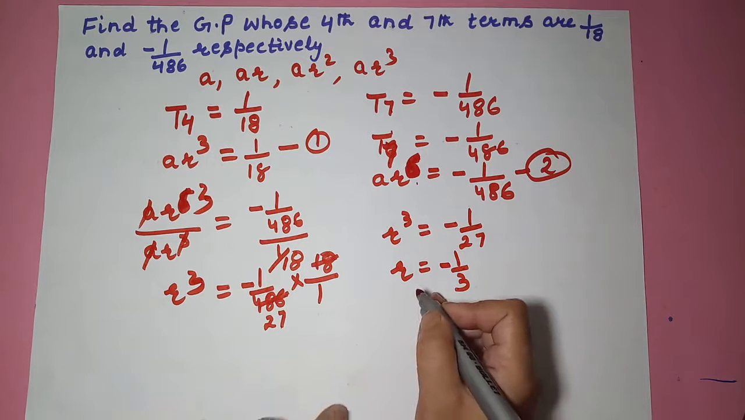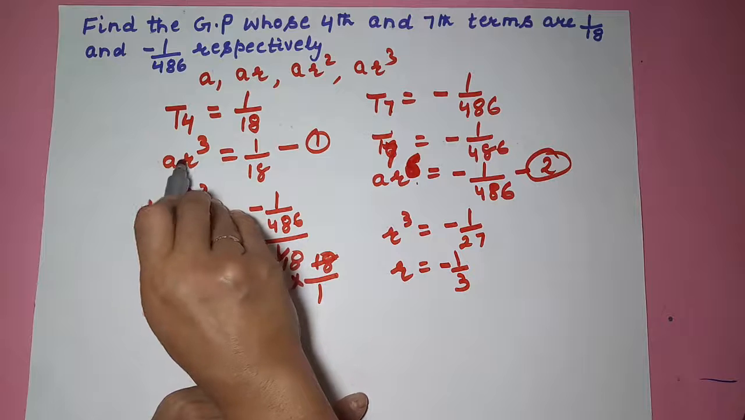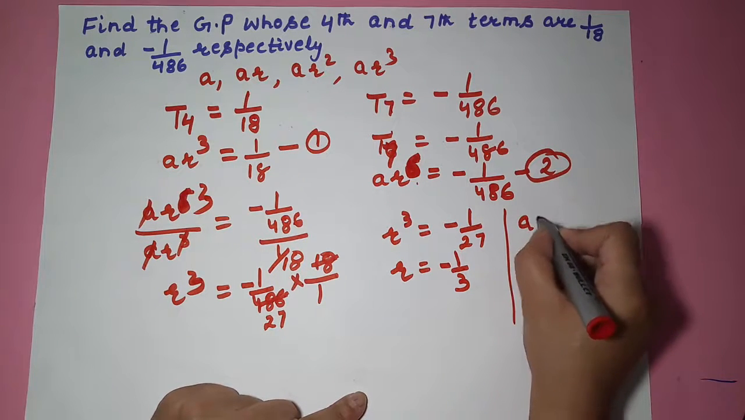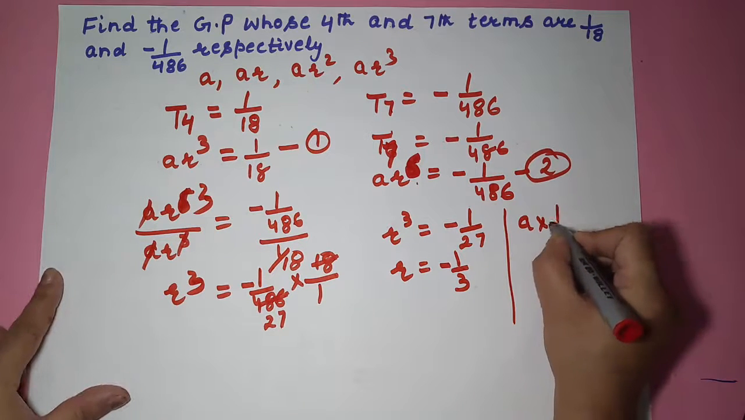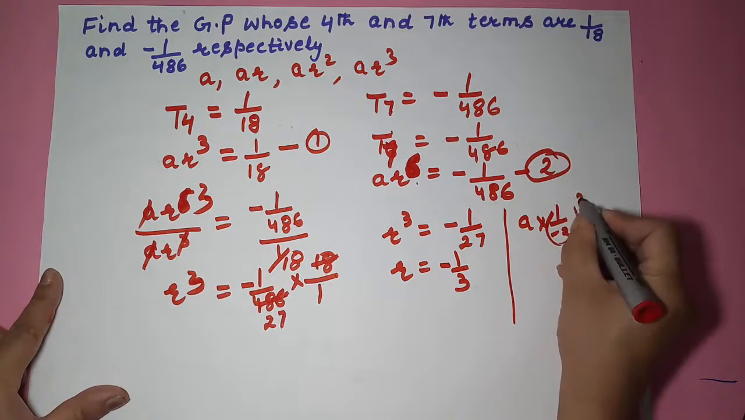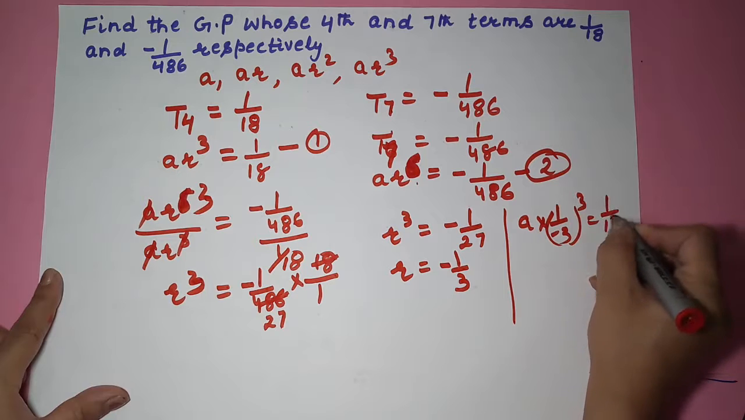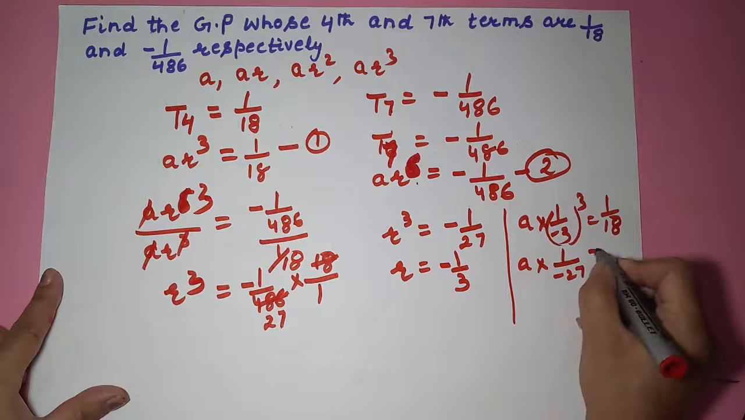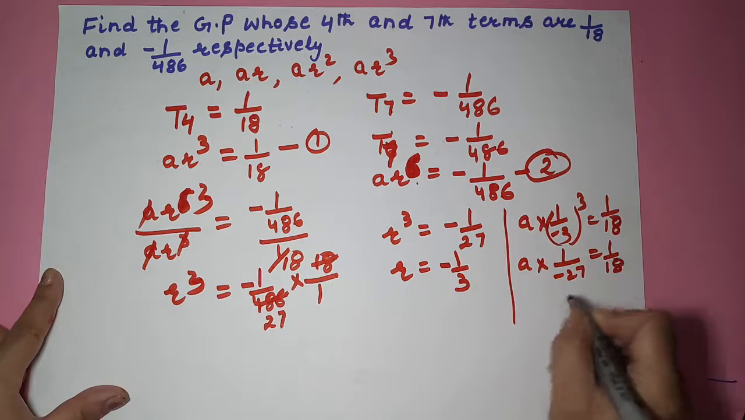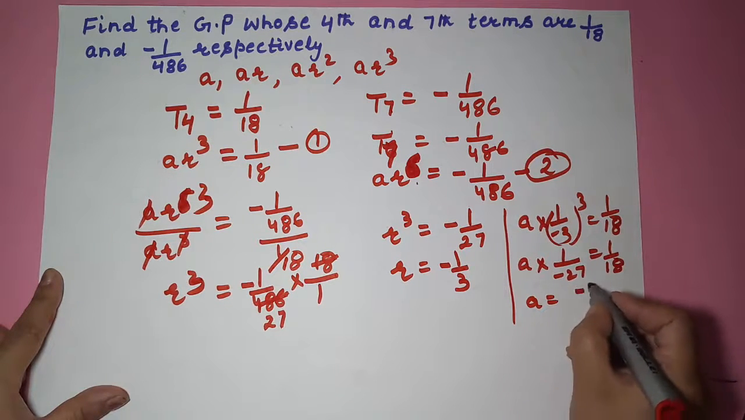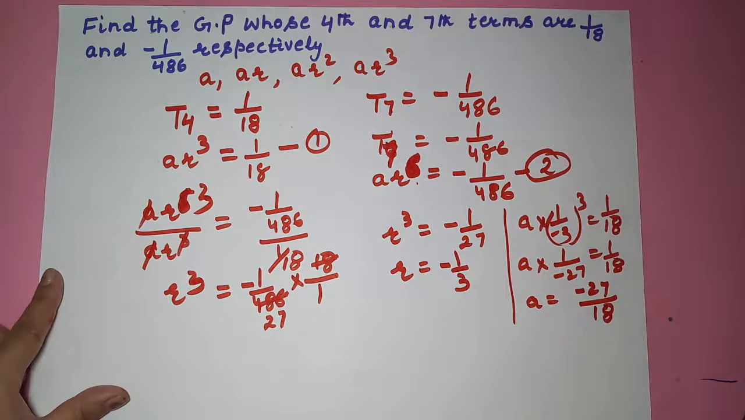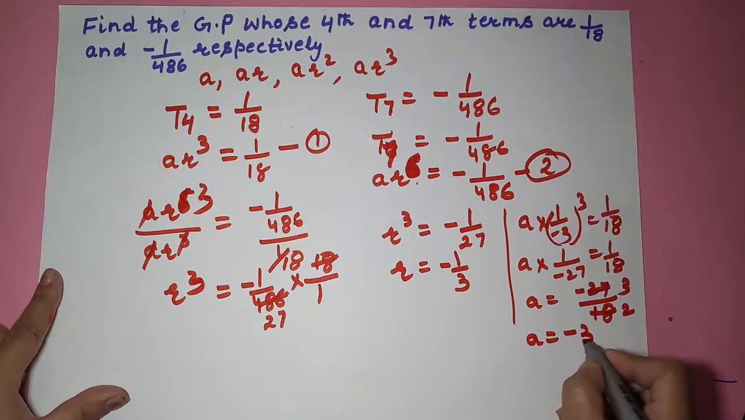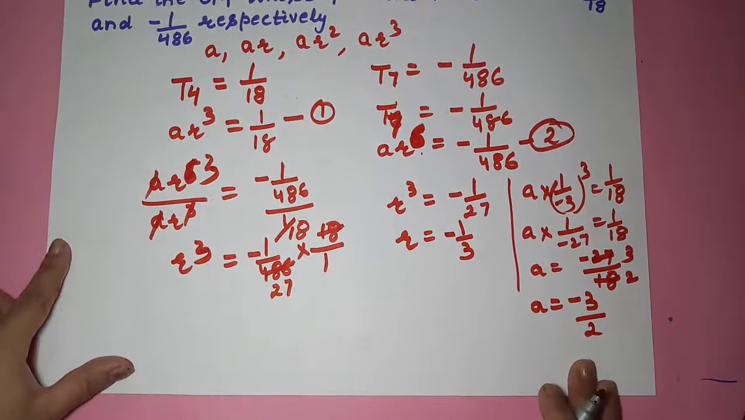You got R. Now you can calculate A. Substitute in the first equation. A into 1 upon minus 3 whole cube is equal to 1 upon 18. So A into 1 upon minus 27 equals 1 upon 18. So A is equal to minus 27 upon 18. 9 threes are 27, 9 twos are 18. So you got A as minus 3 by 2.